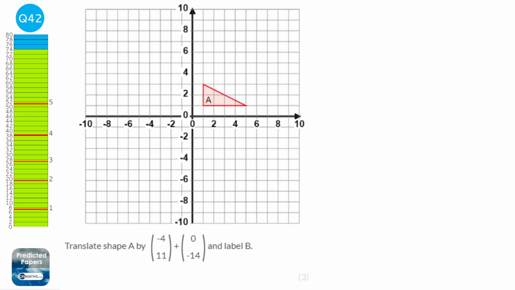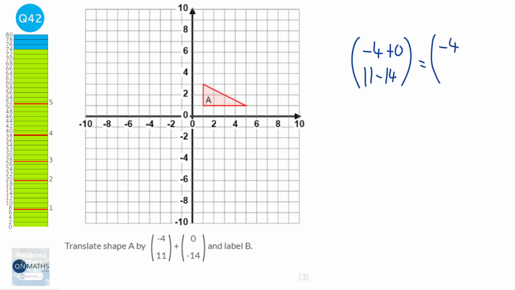First thing I'm going to do is add these column vectors. So we're going to add the tops first, and then we're going to add the bottoms. So it's plus -14. And so at the top it would be -4, and 11 take away 14 is -3.